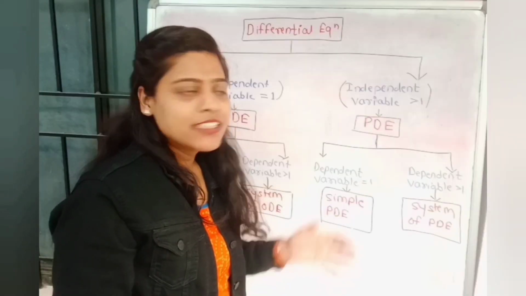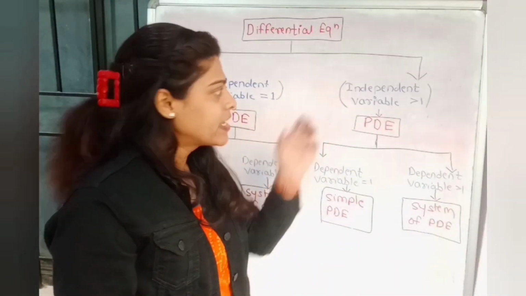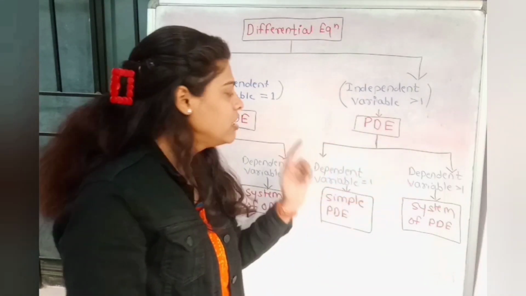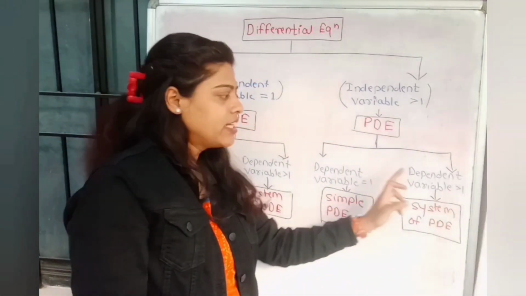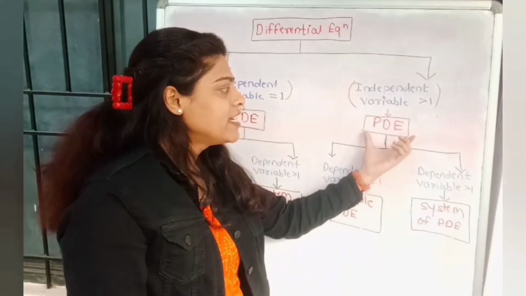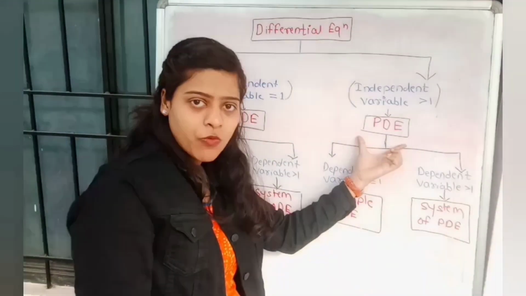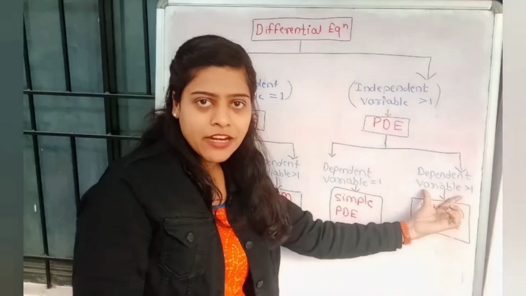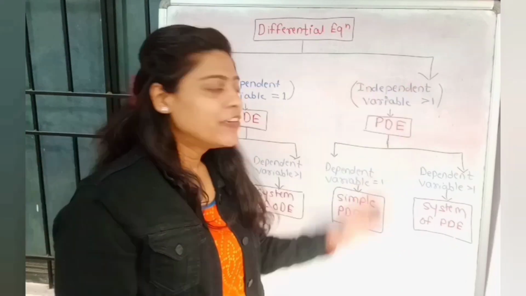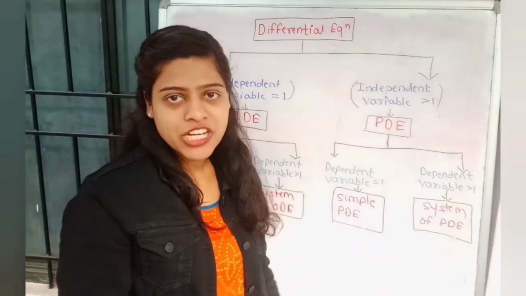Now the second part is partial differential equation. As we can see here, the independent variable is greater than 1, that is more than 1, and the dependent variable is equal to 1 or greater than 1. Then what is the definition of PDE? An equation which involves one or more dependent variables with respect to more than one independent variable, we can say this is a partial differential equation.